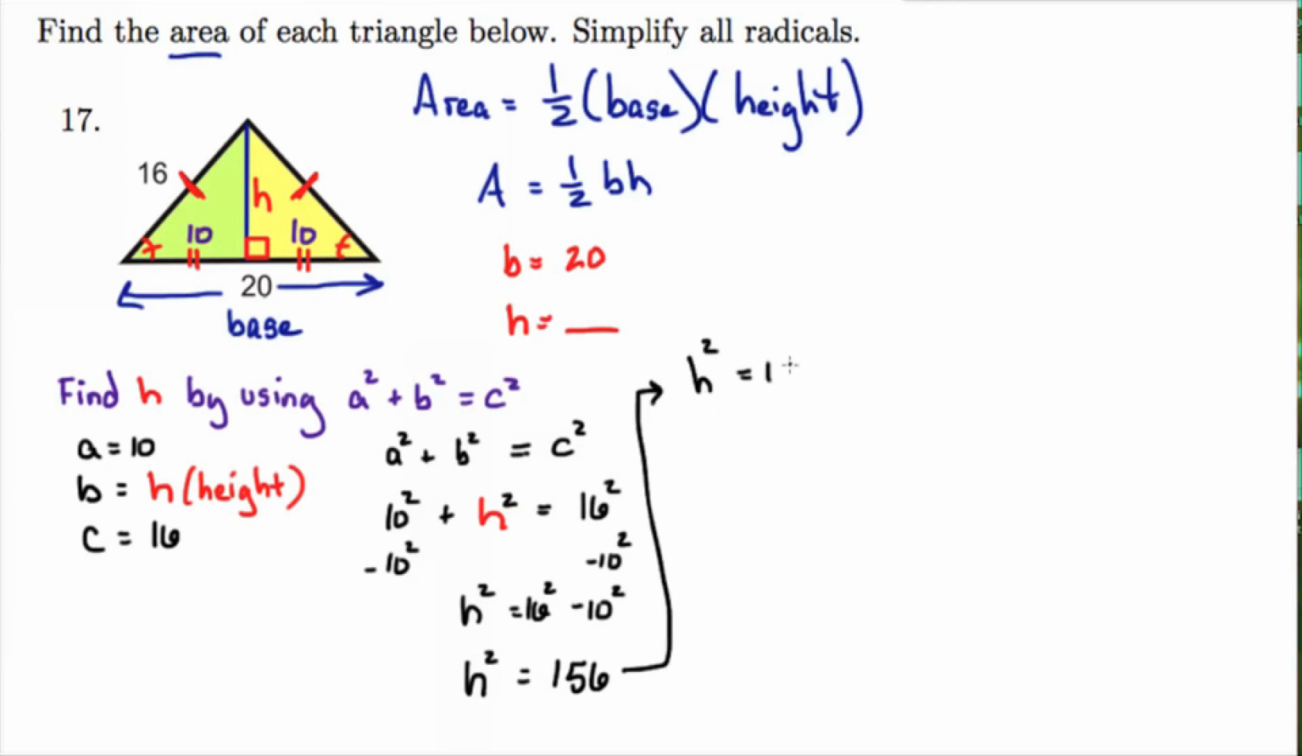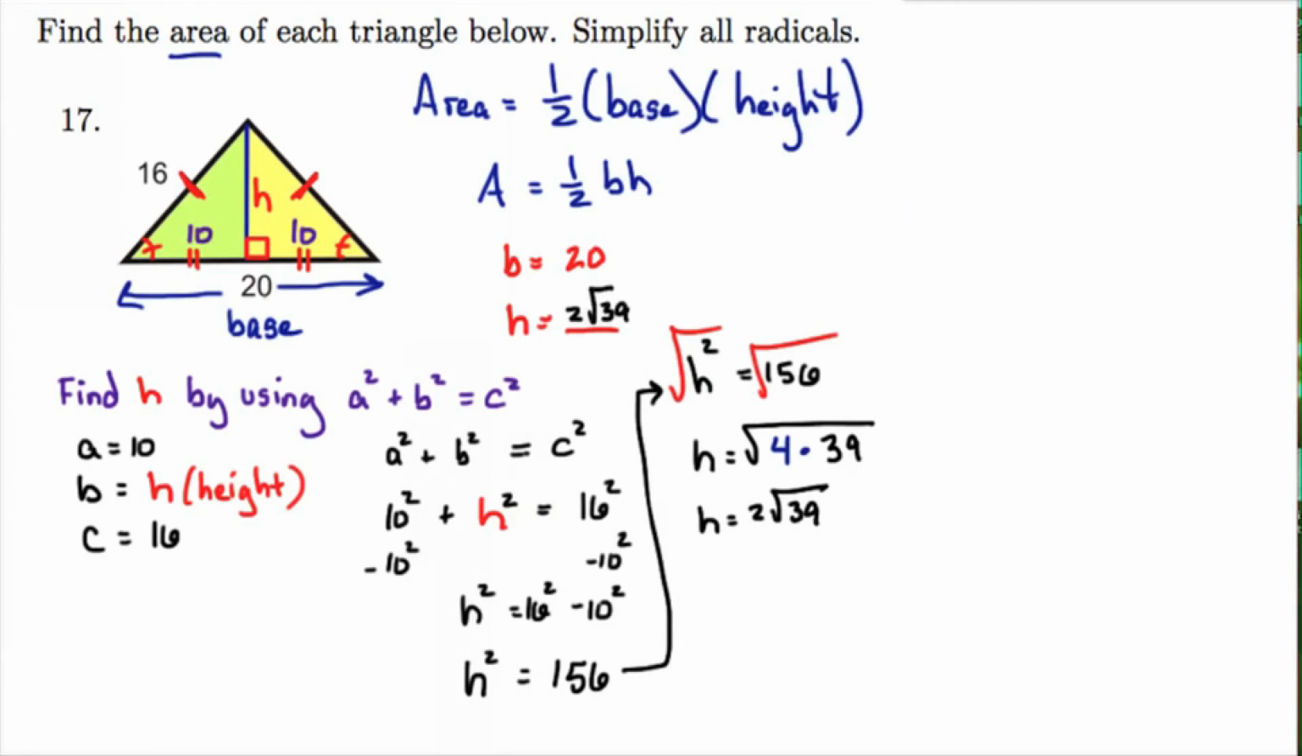Now I want to see if I can simplify this. 156 has a factor that is 4. So we can test other perfect square factors when simplifying numbers, but for this one, 4 times 39 gives us 156, and the square root of 4 is 2. So the height is 2 root 39.